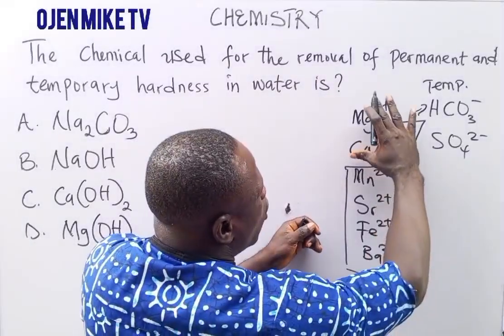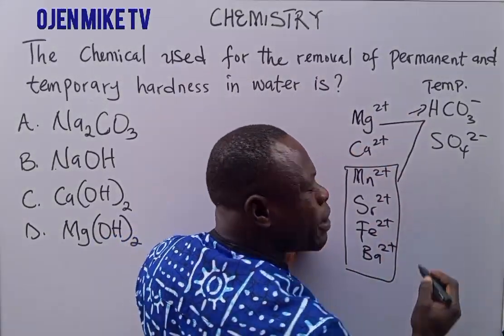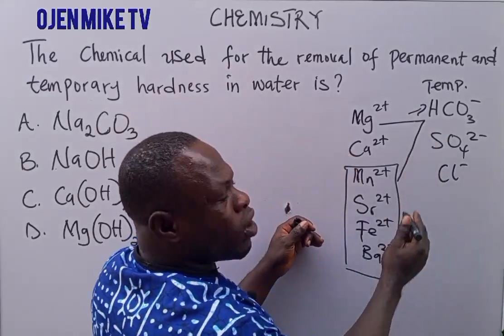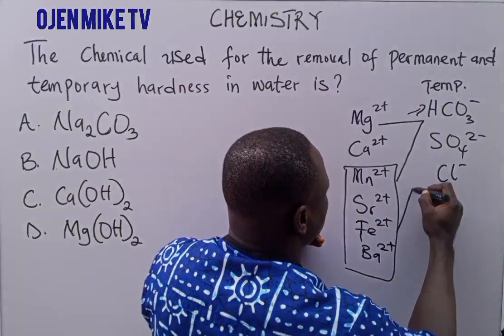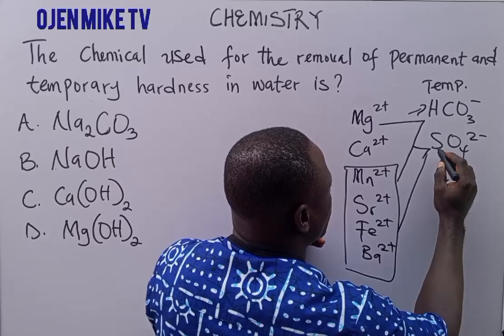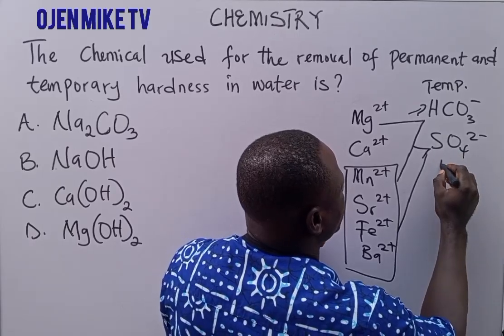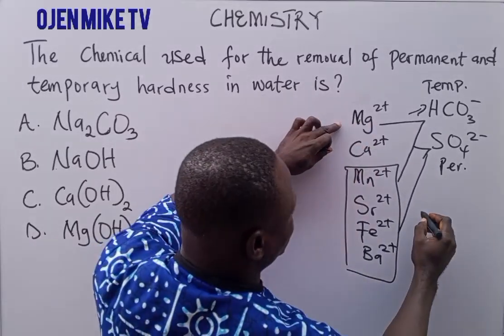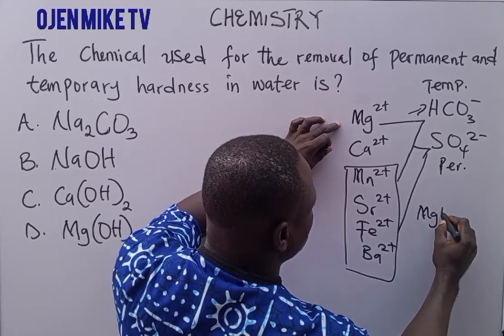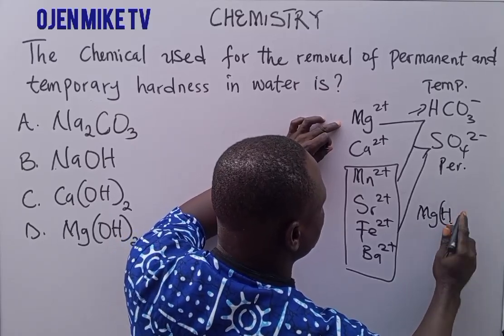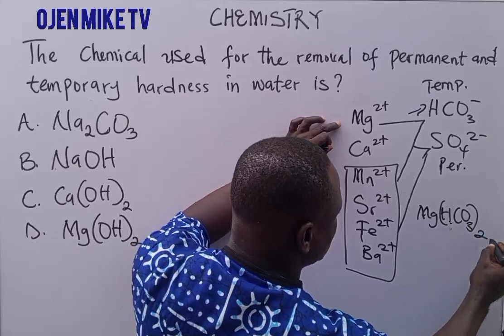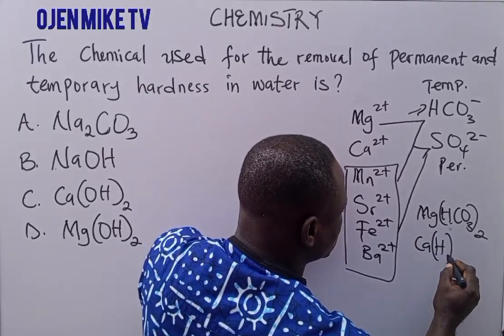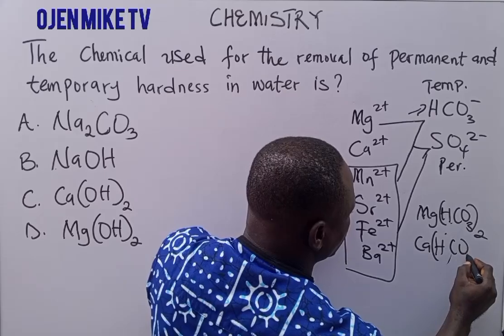You get that? Now remember we also have another one called Cl minus. When these ions form with it, they also form what? Permanent. If all these ions form with it, they form what we call permanent. You get that? Example, you have something like Mg(HCO3)2. Are you following? You have CaCO3.